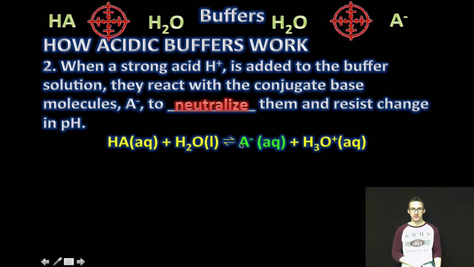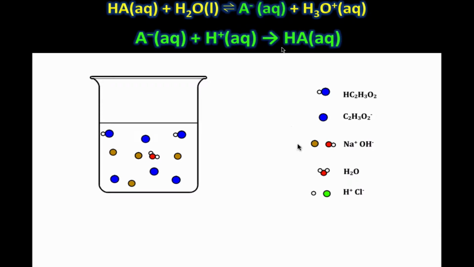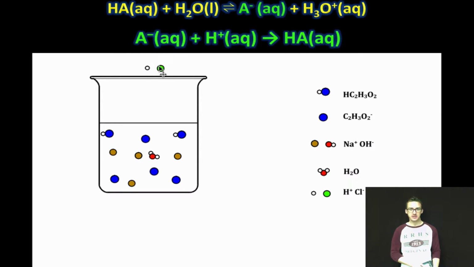So now we're going to focus on the conjugate base part of the buffer system. This reaction shows the general reaction for what happens in a buffer in order for a buffer to neutralize and resist changes to pH when a strong acid is added. The conjugate base reacts with the hydrogen ion to form additional weak acid.